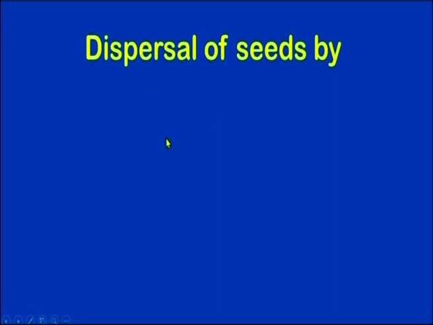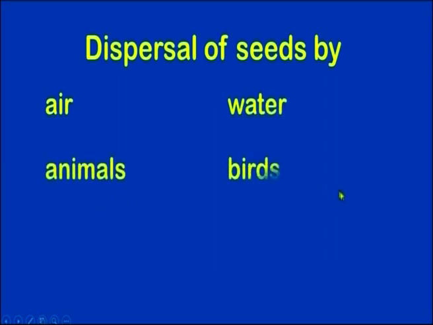Dispersal of seeds by air, water, animals, birds, human beings. As I've told you, dispersal means spread. Spread by all these things. Let us see how they are dispersed by the air first. Dispersal of seeds by the air.